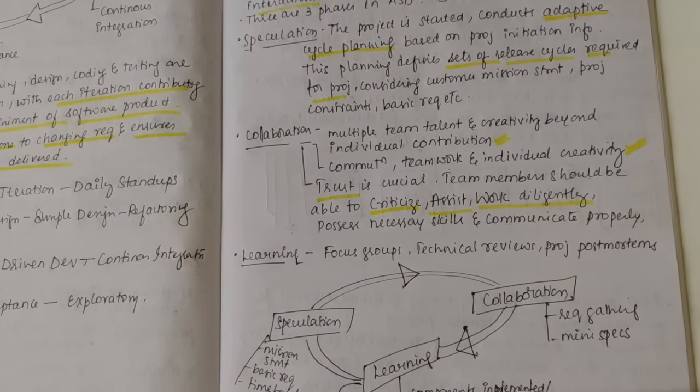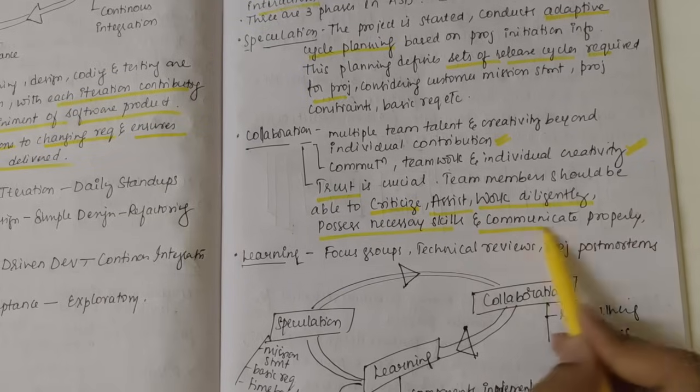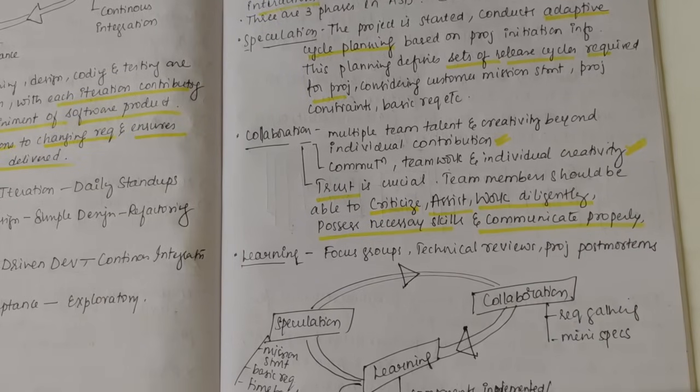Then work diligently, that is, work in harmony. And then possess necessary skills and communicate properly. Possess whatever skills are required and communicate properly.